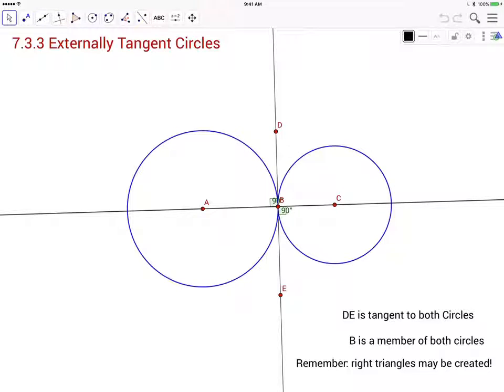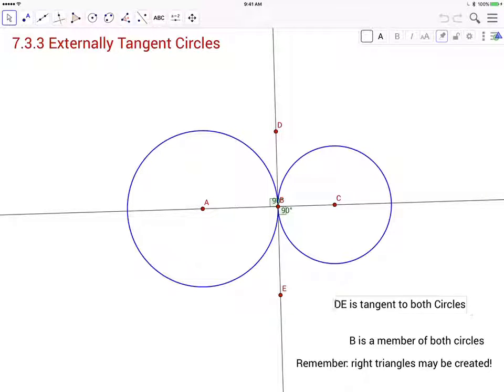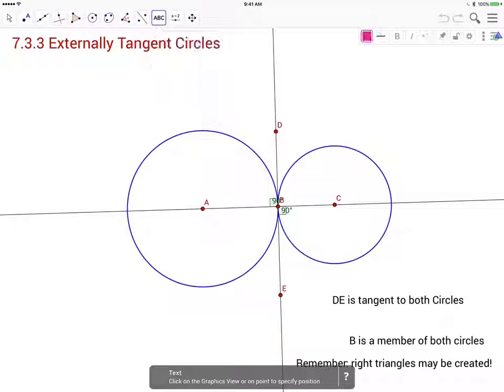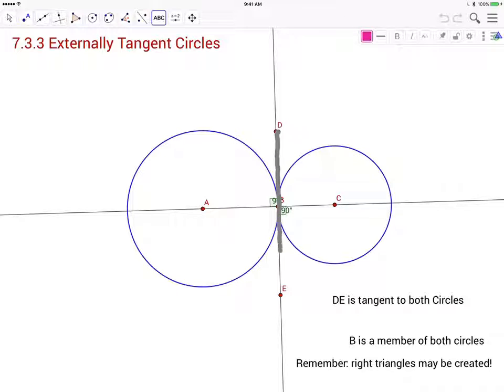External meaning that they are touching each other on the external side, or the exterior sides of the, sorry, of the circle. And so in this case, these are just quick to introduce you. DE is tangent to both circles, so we've got this line that kind of cuts through, and we say that DE is tangent to both circles.